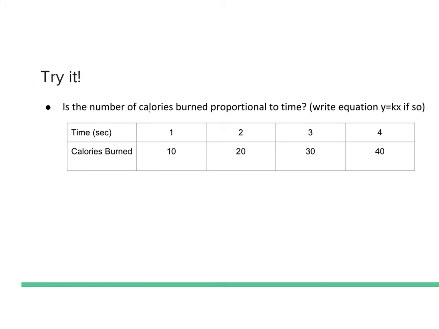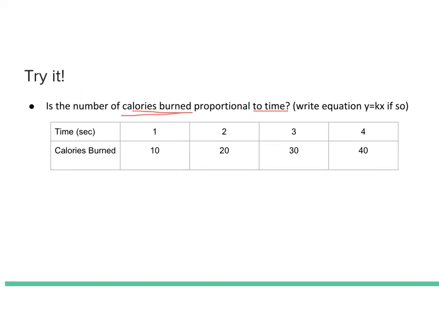Is the number of calories burned proportional to time? So as you're writing your ratios, the calories burned will go first, then the dots to represent the ratio, then the seconds. I'm just going to get you started. So for the first example, if I'm trying to figure out if it's proportional, I would do 10 calories burned to 1 second. Then I would divide to find out that rate. So go ahead and pause the video and try this one out for me.